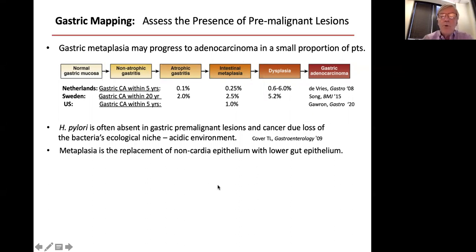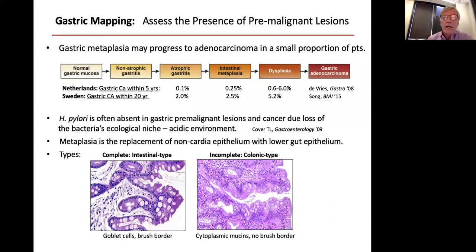What is metaplasia? Well, metaplasia is the replacement of normal gastric epithelium with lower gut epithelium. There are 2 types of metaplasia: the complete intestinal type and the incomplete, more severe type. These cells look like a colonic type epithelium with cytoplasmic mucins and the loss of the brush border. This more advanced type of metaplasia is what is associated with progression to gastric cancer.